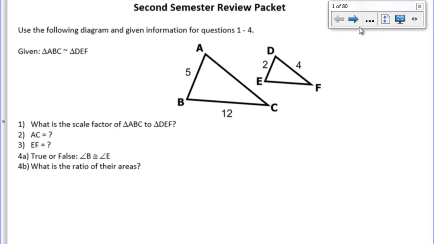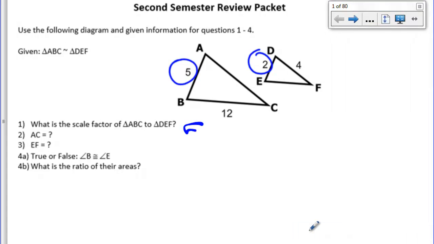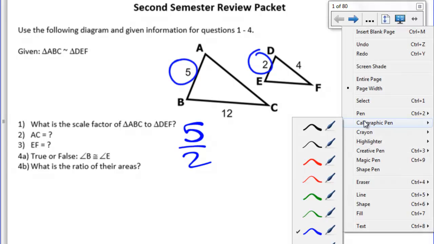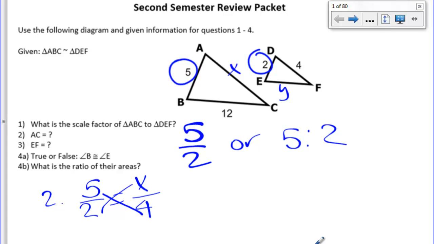To do that, you simply use the order of the triangles and identify corresponding sides. So we will say 5 over 2, or we can write it as a ratio, 5 to 2. For 2 and 3, we can use our scale factor. Let's label AC X and EF Y. So to find AC, I would say 5 over 2, and that's equal to X over 4. Cross multiply, we get 2X equals 20. And once you divide by 2, you get X equals 10.